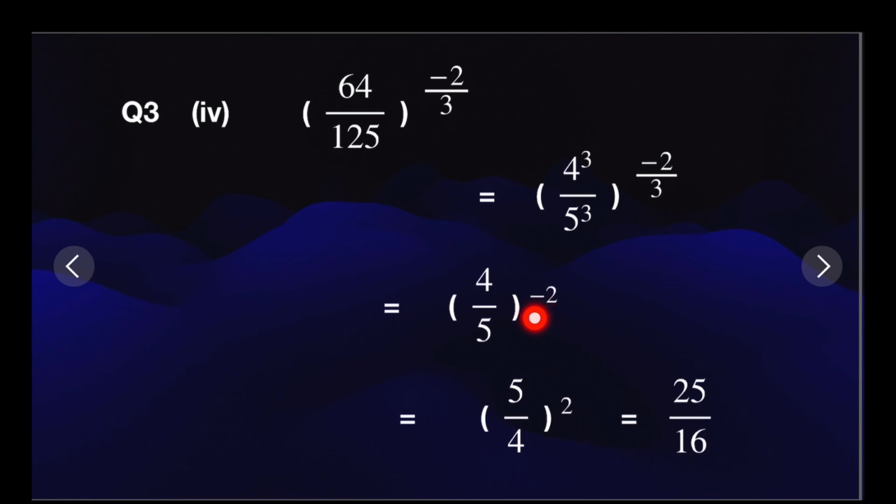So, and here also. So, minus 2, 4 upon 5 raised to minus 2. And we want to make it positive, so this numerator will become the denominator and denominator will go to the numerator. 5 upon 4 raised to 2. So, what is 5 square? 25. 4 square is 16.